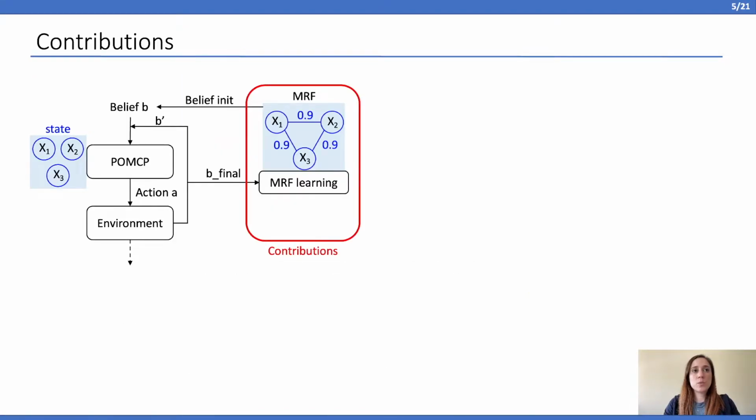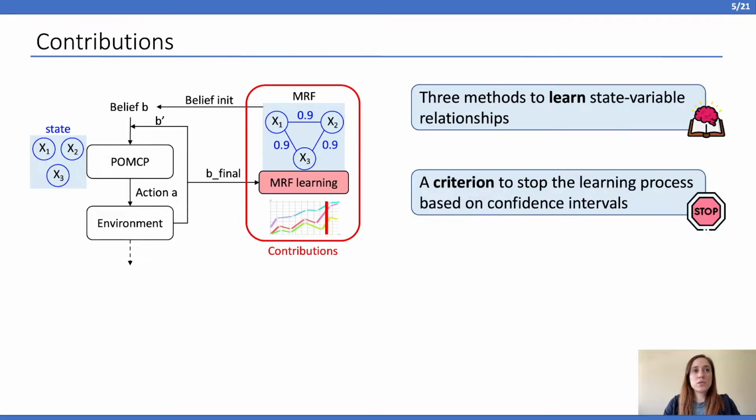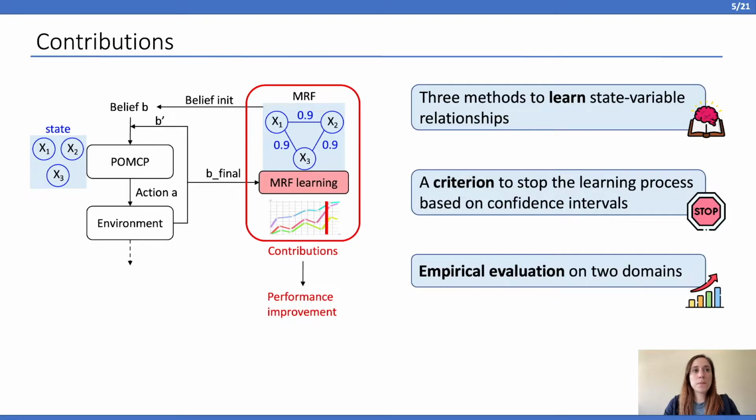Our goal is to learn probabilistic equality relationships among state variables during standard POMCP execution on the left in the image. This means learning the potentials of a pairwise MRF, which will be used to boost the belief during the application phase to obtain a performance improvement. To this aim, we propose 3 methods to learn state variable relationships while the agent acts in the environment. And we present a criterion for stopping the learning process based on confidence intervals of MRF potentials. Finally, we empirically evaluate our approach onto robotics-inspired domains.